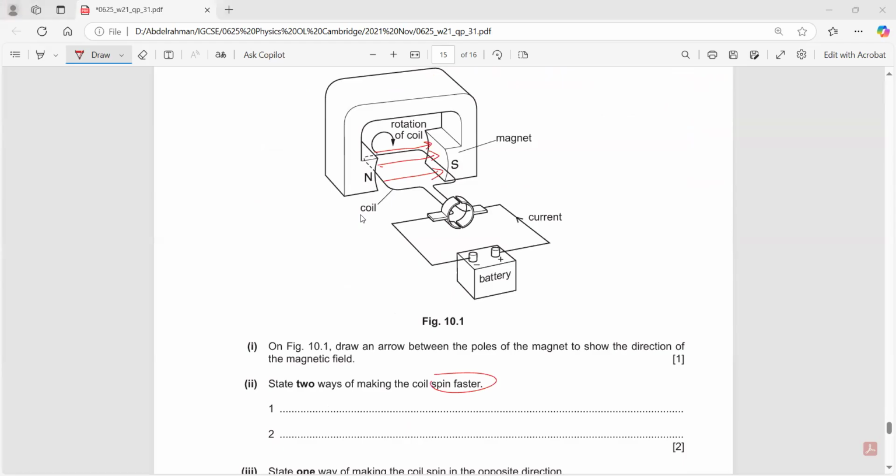In this question, you can say increase the current. Why? Because the current will make the coil rotate. This is a DC motor, so you're changing the electrical energy to kinetic energy, while in the other question, you're changing the kinetic energy to electrical energy. So you can say increase the current. You can say a stronger magnet, or you can say increase the number of coils in the coil.